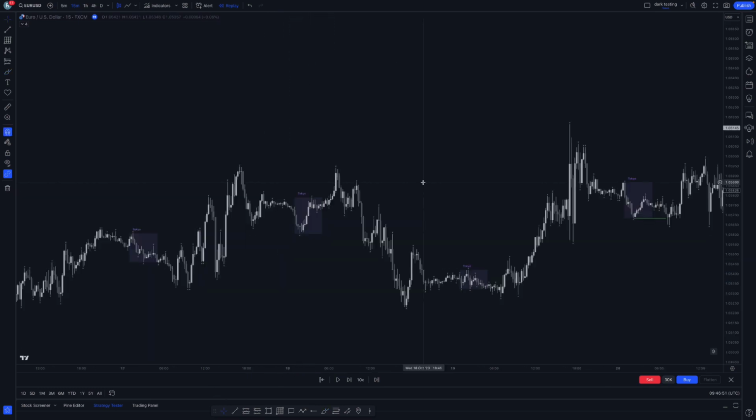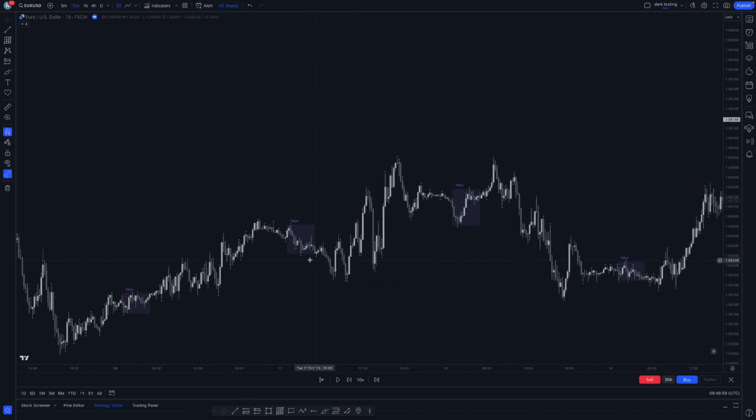You can go back and look pretty much as far as you want. Again, what happens here: we take the Asia range high, and we then look to seek the Asia range low. Go back again, we take the Asia range low, and look to seek out the Asia range high.